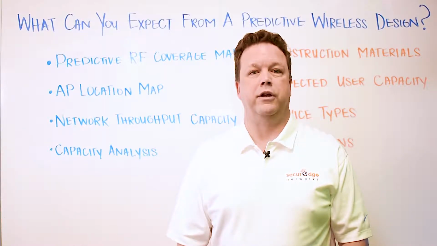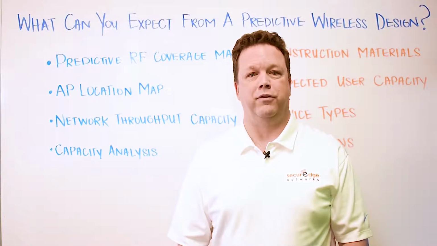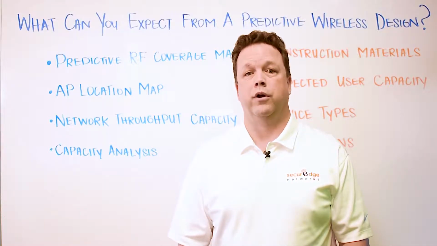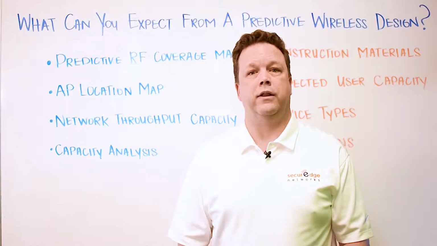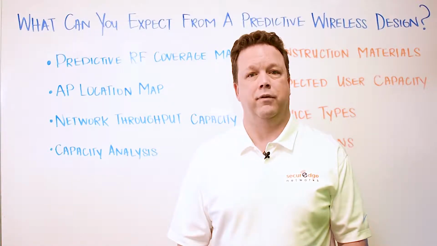Secondly, the predictive design should map out and indicate where the APs are to be located on your campus or in your facility for proper signal delivery. Third, the design should indicate the anticipated throughput or capacity of the network.